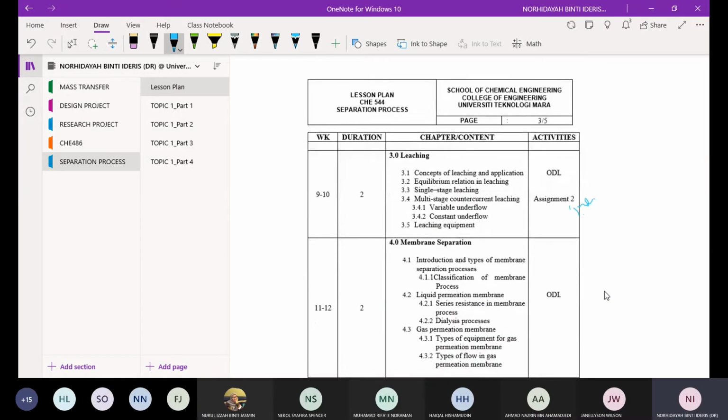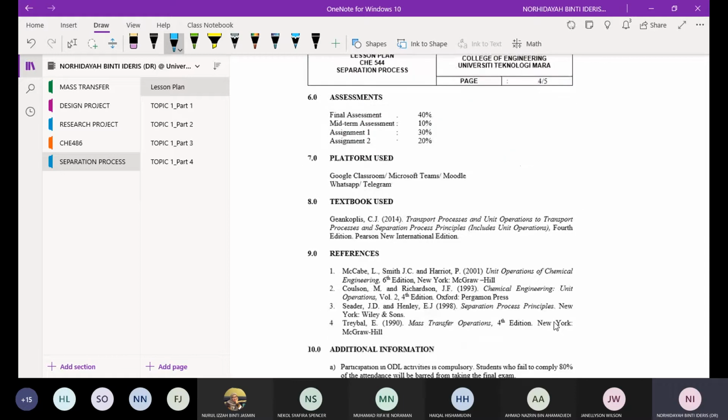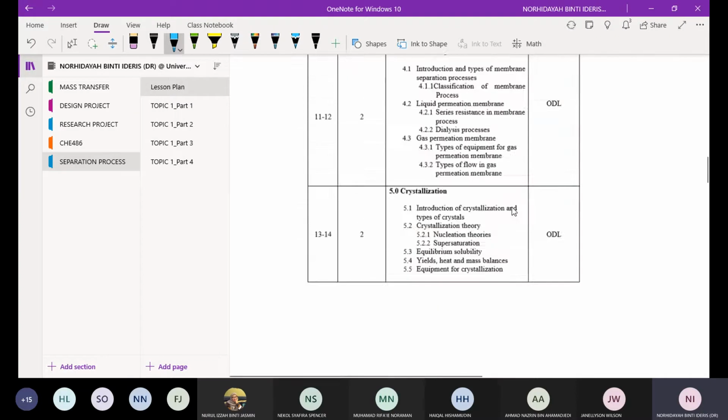Kita balik dengan mass transfer sebelum ni lah. That's why your assignment 1 contribution is 30%. So it's quite hard, 30%. However, as you know, even though your assignment is in group, your final mark is actually individual according to the peer evaluation. Your assignment 2 is 20%. For the final assessment, it is similar to other subjects, 40%, and your midterm assessment is 10%.